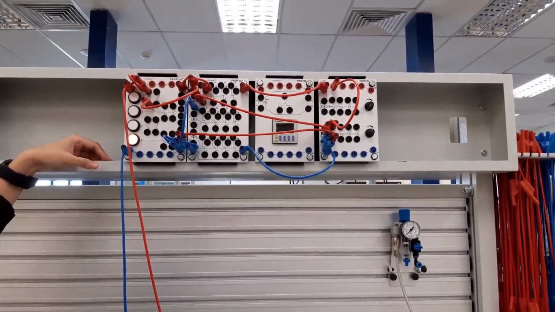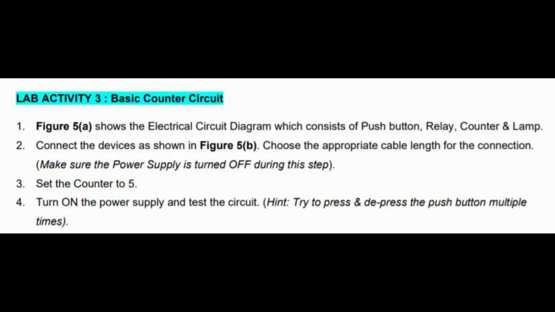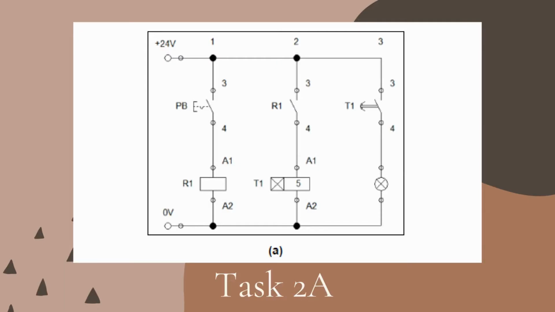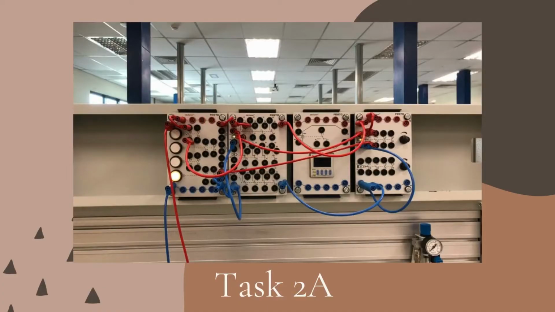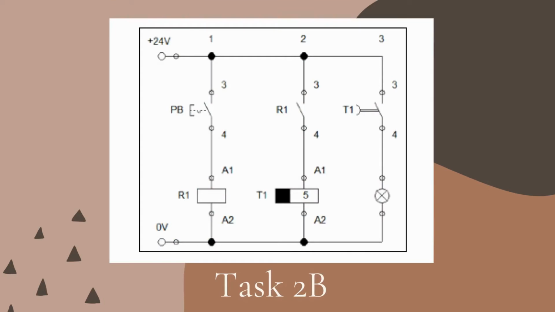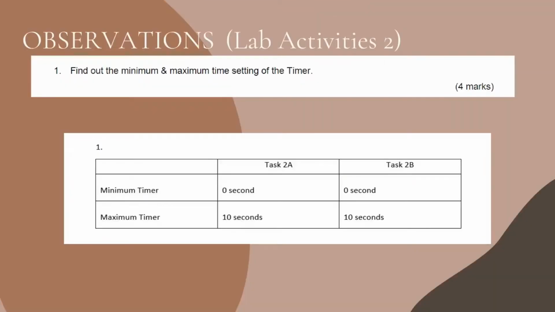After 5 seconds, the lamp will turn off. Next, this one is the circuit for task 2A, and this is the circuit for task 2B. Okay, the observation for lab activity 2.